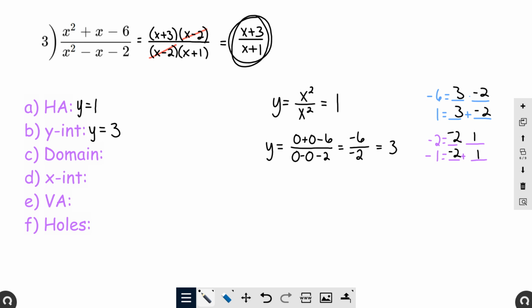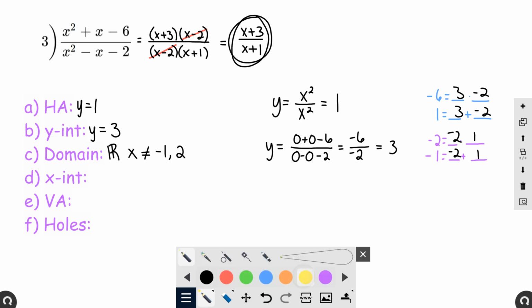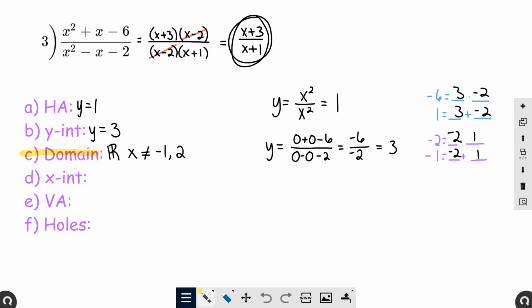So domain is all real numbers except what makes our denominator equal to 0. Almost. Negative 1 definitely, right? Negative 1 definitely from this. And there's another one, which is 2. Because even though it canceled out, it was part of the original denominator. So when you do this part right here, you're looking for part C, domain, you're going to look right here at the factored version, not at the final. Okay? Just like with our restrictions that we did last week.